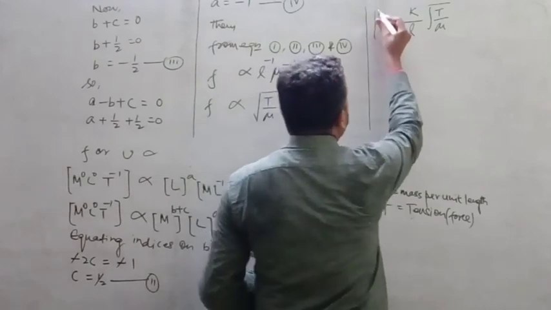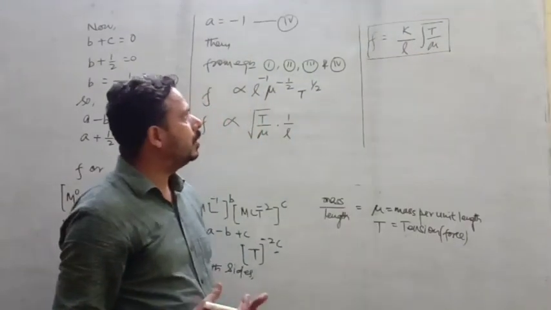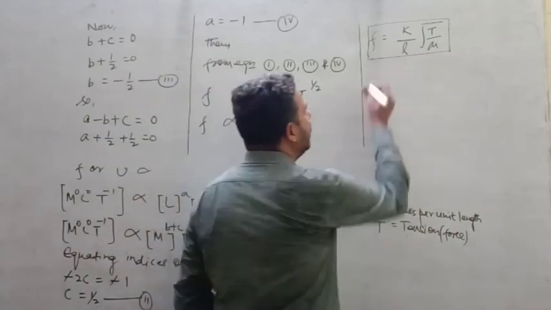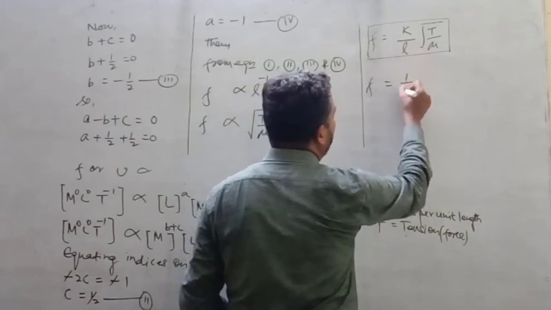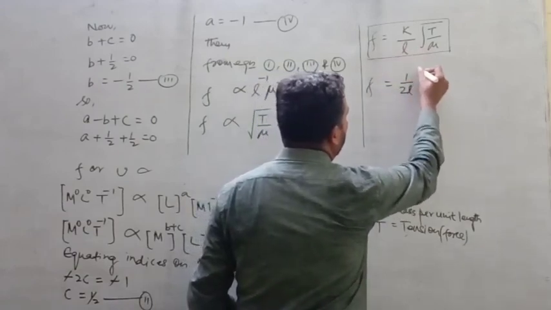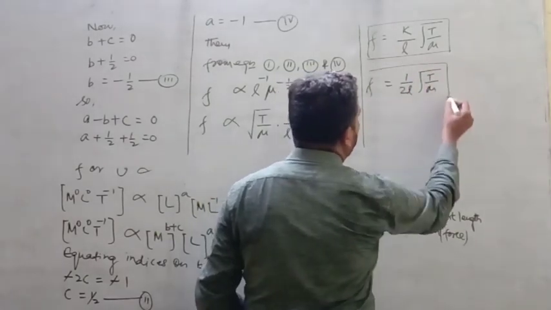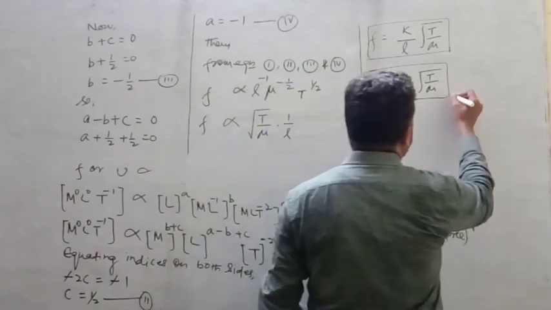Now the magnitude of k is given experimentally. So we can write there that this one is half. So 1 by 2L of root T by mu. Alright, so this one is your result.